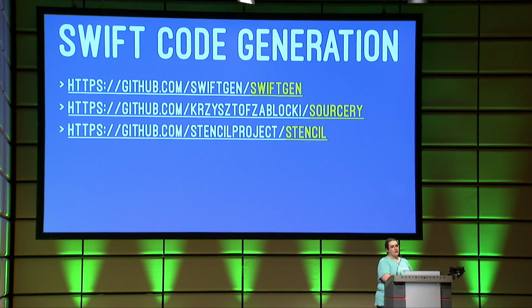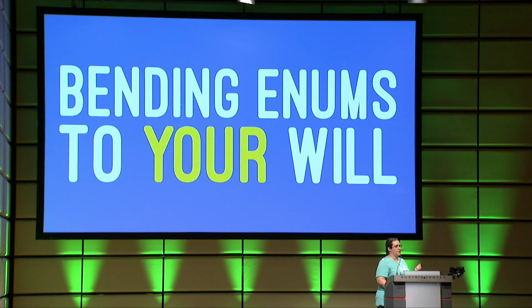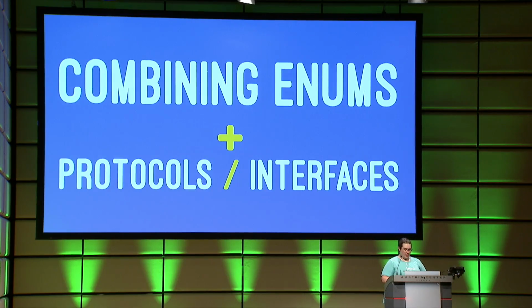Stencil is also really awesome. It's a tool that actually underlies both of those tools, and it's just raw templating. You can basically hand it anything and make it do whatever you want. So it's pretty sweet. Bending enums to your will. There are a lot of other things that you can do to make everything do what you want it to. A big one is combining protocols and interfaces.